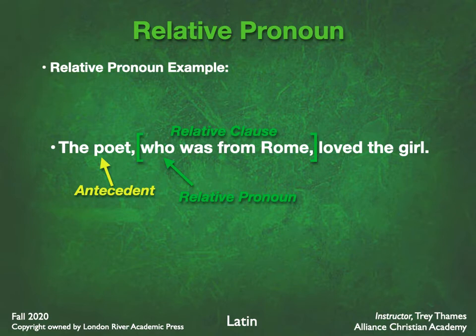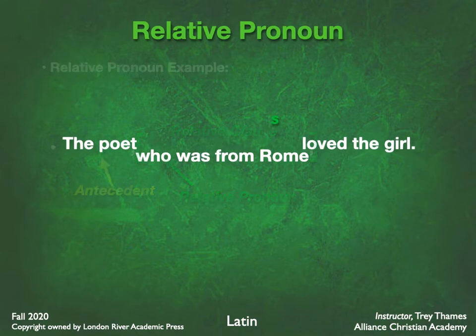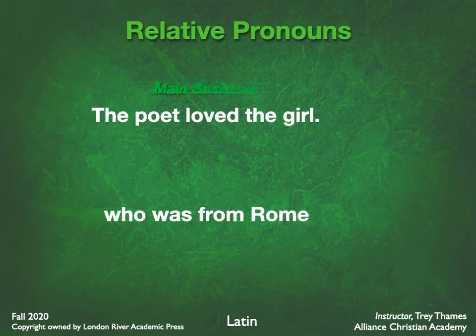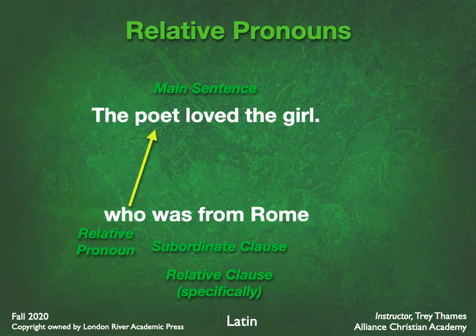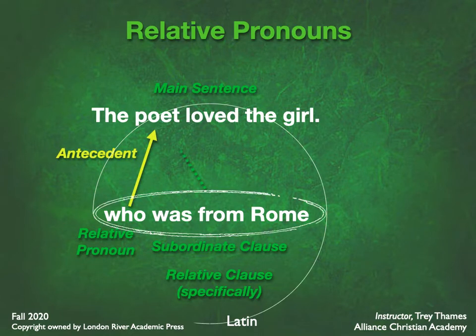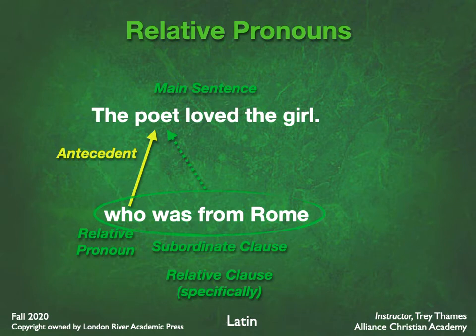The poet who was from Rome. So that whole phrase, the relative clause, who was from Rome, is describing the word poet. The main sentence is the poet loved the girl. Who was from Rome is a subordinate clause, really a relative clause specifically. The relative pronoun is who. Poet is the antecedent. But the whole phrase, who was from Rome, describes poet. Which poet was it that loved the girl? It's the one who was from Rome. So that's what a relative pronoun is. It's referring back to the word that it describes, and that is called its antecedent. And in this case, it's poet.